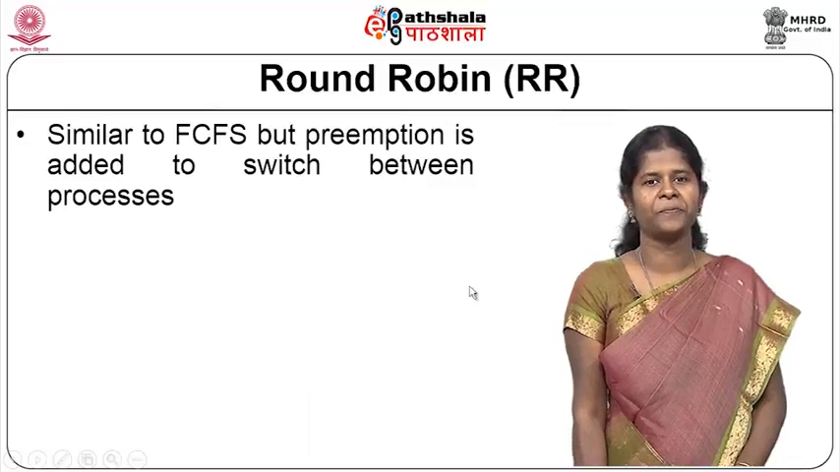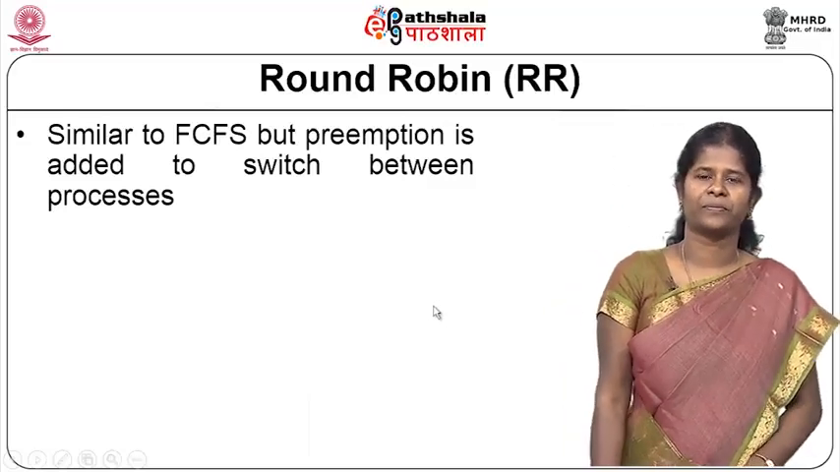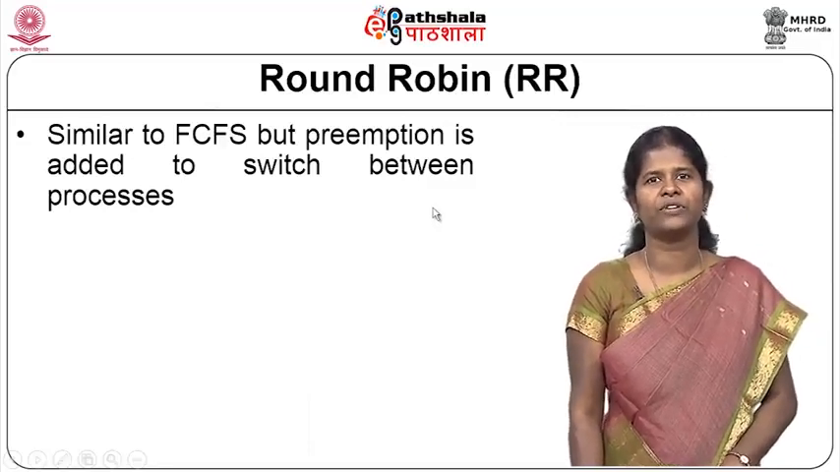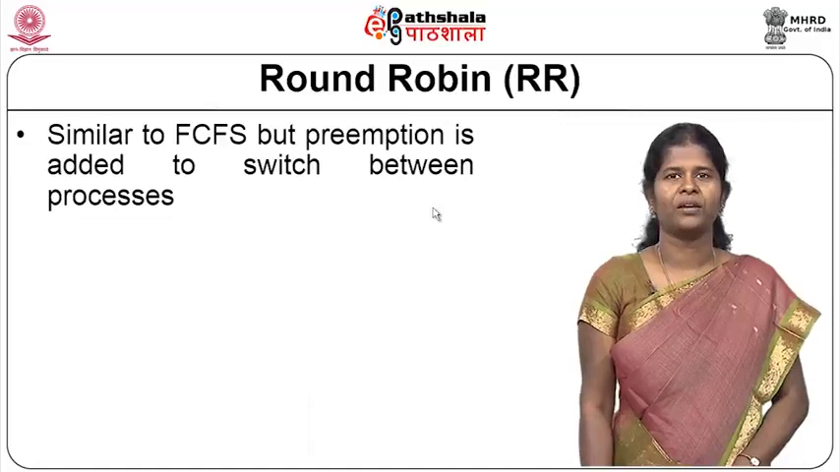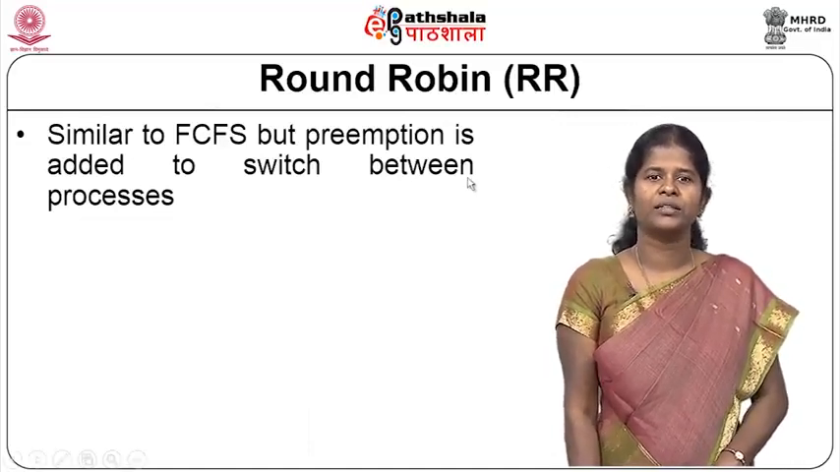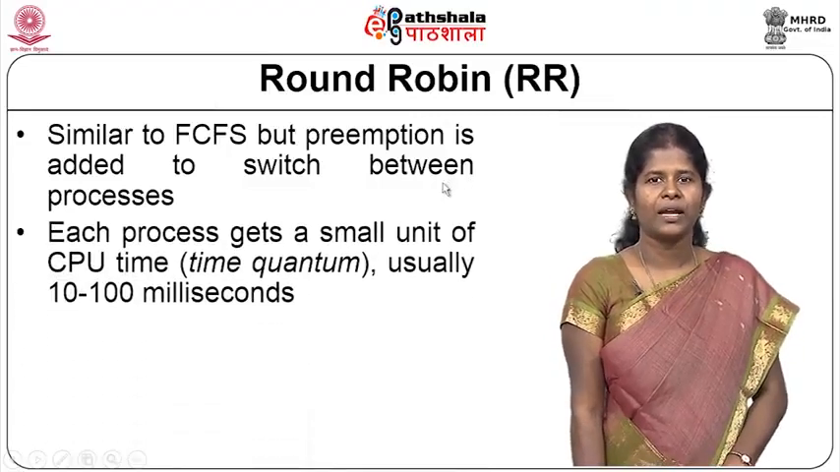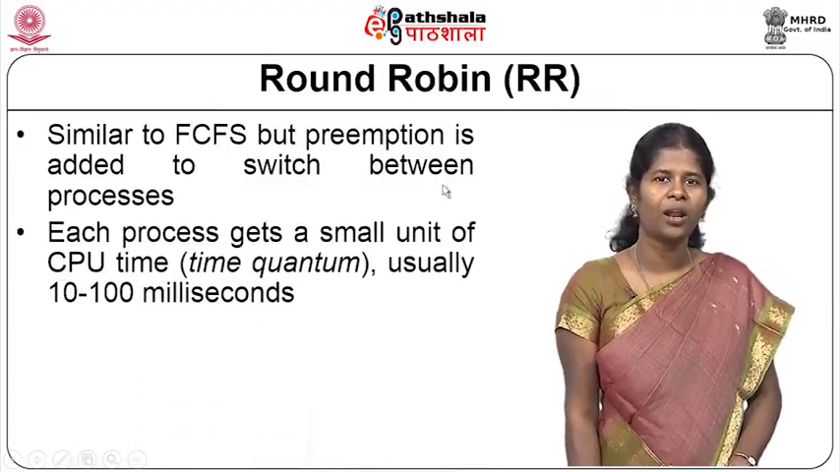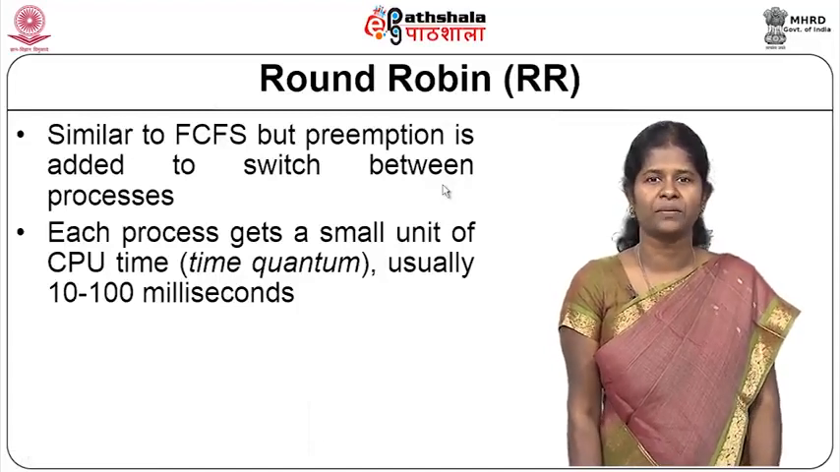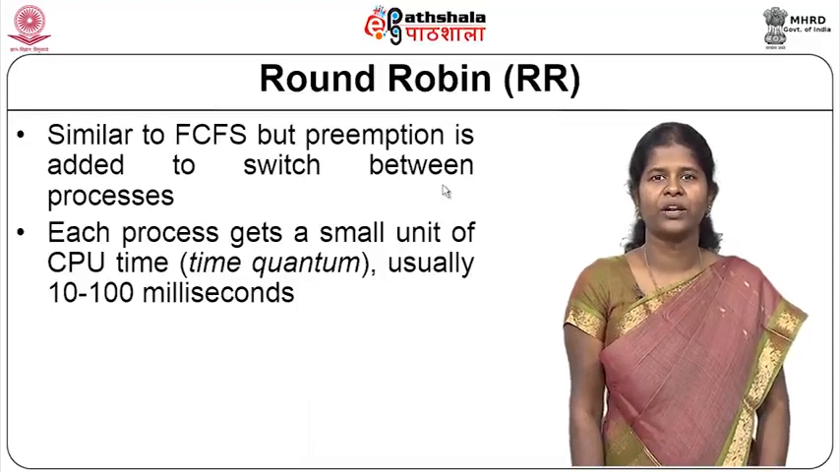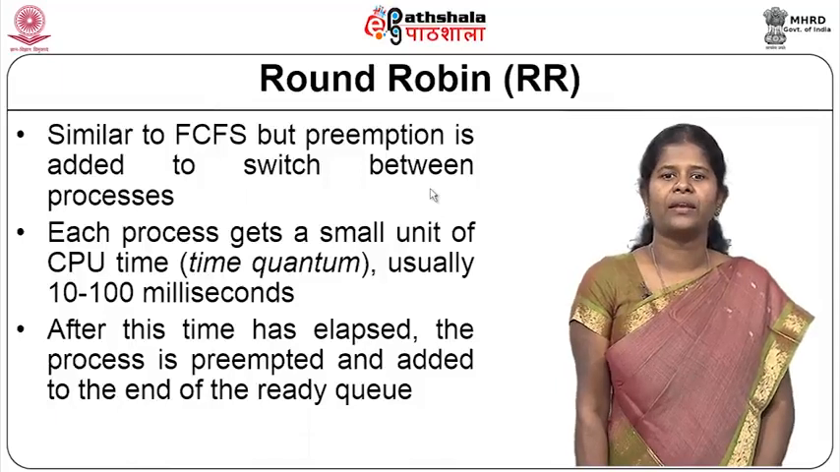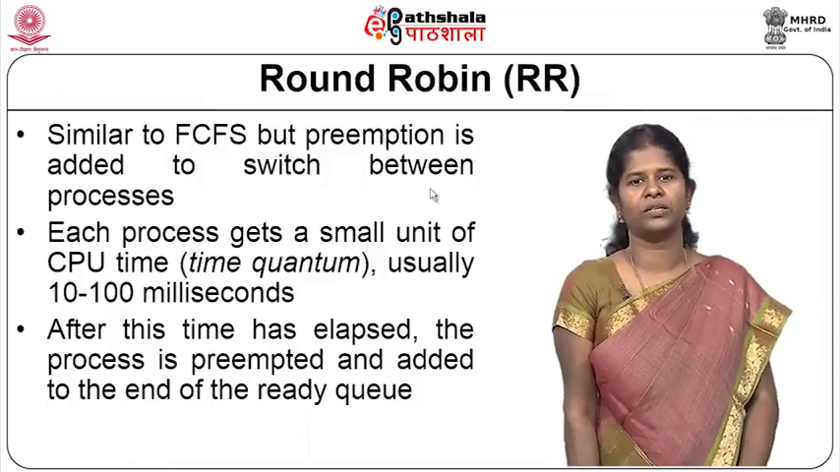CPU scheduling algorithm, that is round robin scheduling. In round robin, what is done? It is very similar to the first come first served scheduling algorithm, but the only thing is that the entire CPU time is divided among the different processes that are present, and each process is given a small unit of time, which is called a time quantum or a time slice, and that process will run only for that amount of time, and then it will be preempted, and then the next process will be given the CPU.